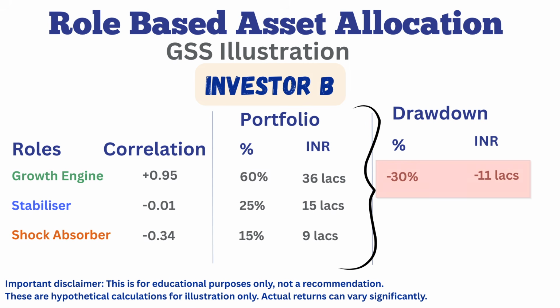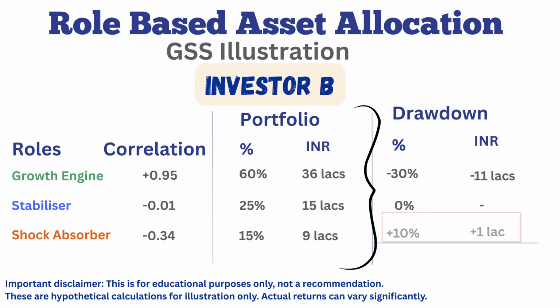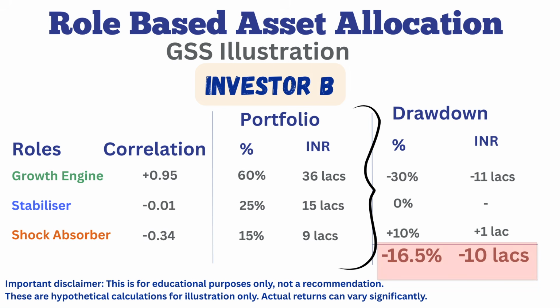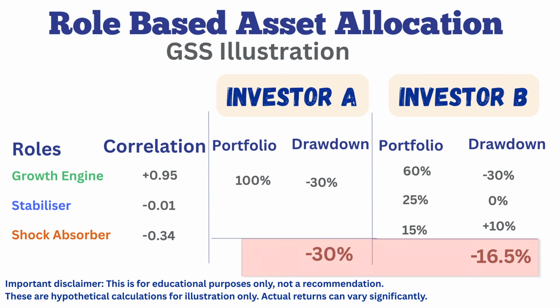Hypothetically, if the market corrects by 25 to 30% over 3 months, growth engine bucket might fall by 30%, around 11 lakhs. The debt portion would remain relatively stable. Gold might rise modestly, giving a gain of 10%, so around 1 lakh. Potential drawdown for investor B would be 16.5% of his portfolio compared to 30% drawdown of investor A.